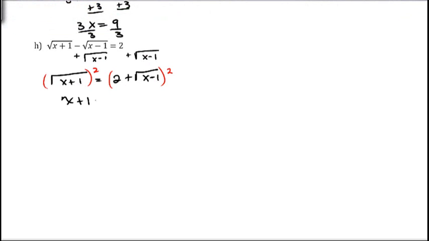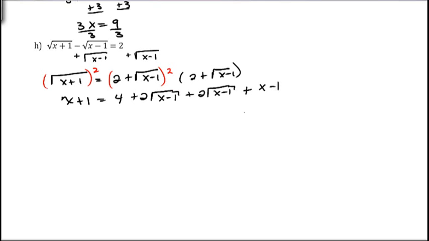We get x plus 1, and here remember to do FOIL. 2 times 2 is 4, and then plus 2 square root of x minus 1. And then we'll get another 2 times the square root of x minus 1, and then plus x minus 1. So we have x plus 1 equals, we have an x, and then we have 4 minus 1 is 3, and then we have plus 4 times the square root of x minus 1.